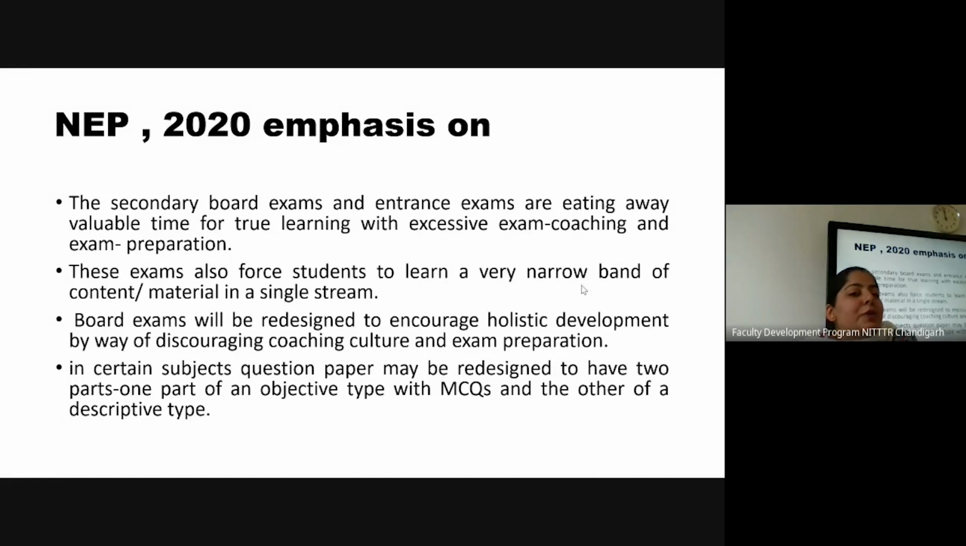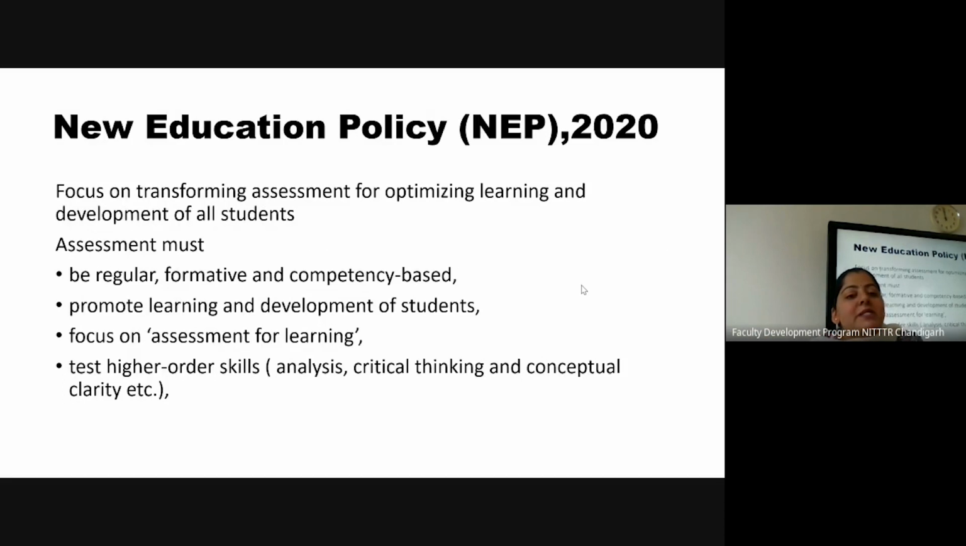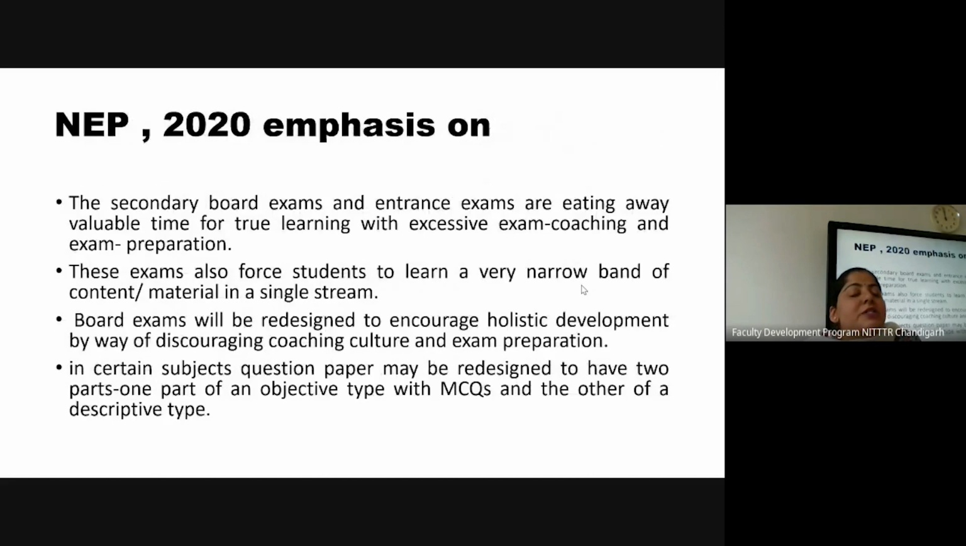NEP 2020 also emphasizes that secondary board exams and entrance exams are eating away valuable time for true learning with excessive exam coaching and exam preparation. So when it is said that higher order thinking skills need to be developed among students, rather than just focusing on remembering and a lower level of understanding, we need to focus on the ability to think logically and analytically, specifically for students from the technical field. These exams also force students to learn a very narrow band of content or material in a single stream.